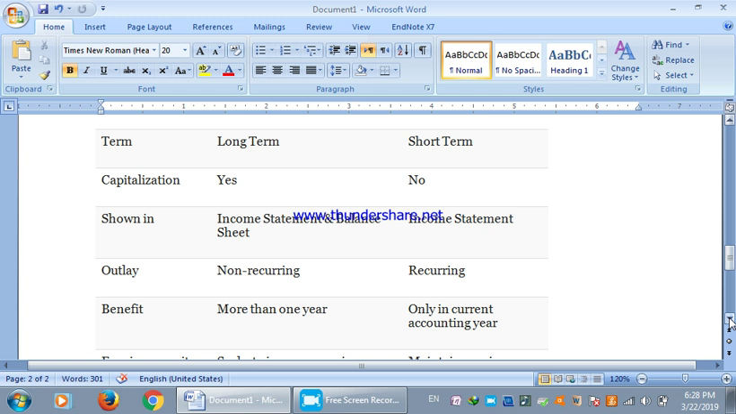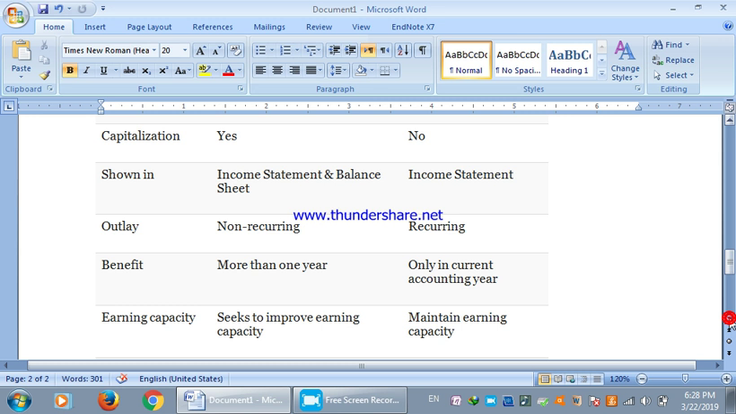The outlay is non-recurring. It means that these are not done on a continuous basis or very frequently. On the other hand, revenue expenditures are done on a routine, daily basis, so that is a recurring outlay. Of course, the benefit of capital expenditure is for more than 1 year, while that of revenue expenditure is only for the current accounting period.